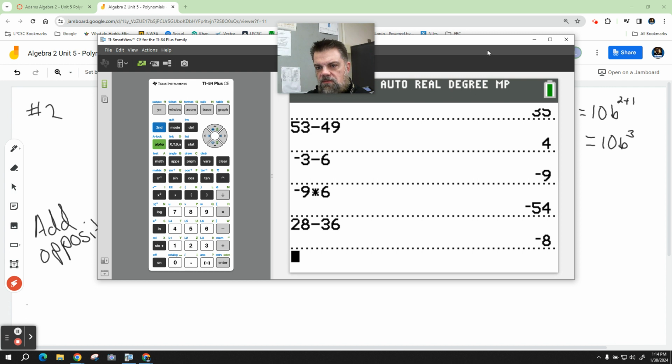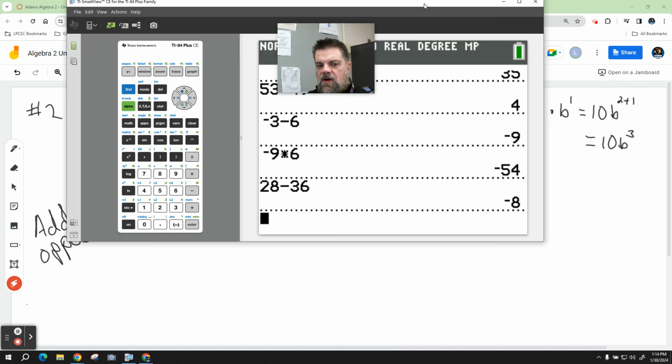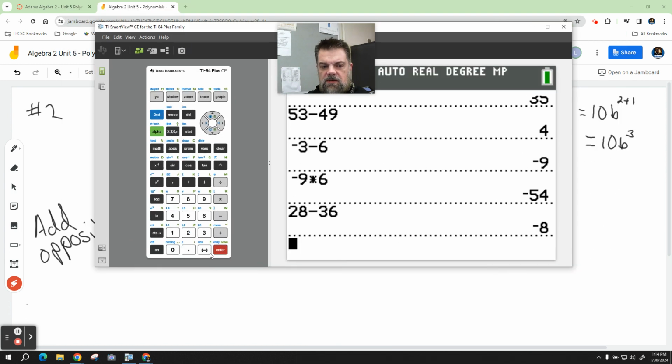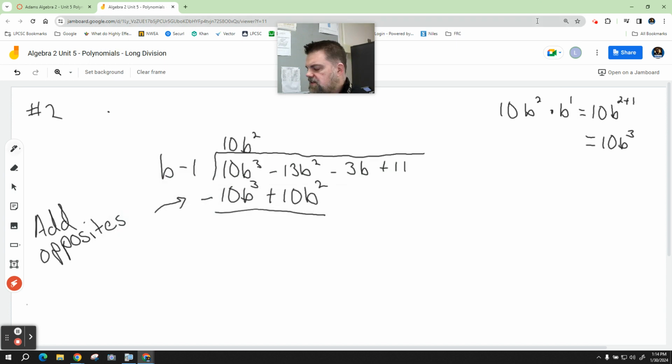Okay? Well, if you don't want to think about it, then just plug it in the calculator. You're going to say negative 13 plus 10. And then at least you'll have the right answer, right? So that's negative 3 what? It's negative 3b squared. Then we drop down this term, which is negative 3b.